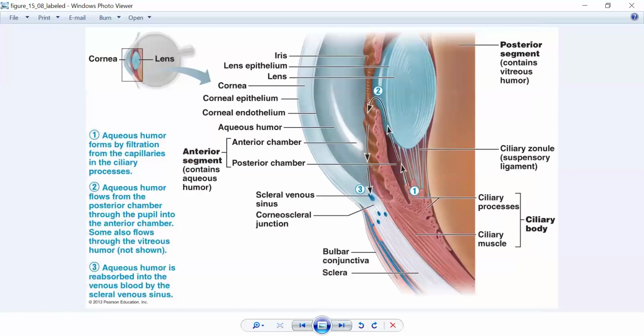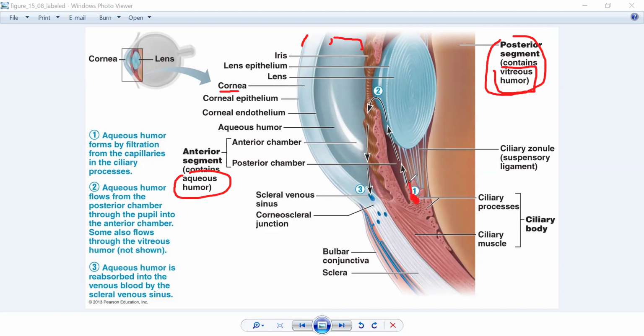Here we're looking at a drawing of the eye again, just to reiterate certain things we need you to know. The transparent part of the eye is called the cornea. The front segment of the eye, the anterior segment, has fluid referred to as aqueous humor. The posterior segment behind the lens has fluid as well, but it's referred to as vitreous humor. And again, the fluid is going to be made by capillaries.